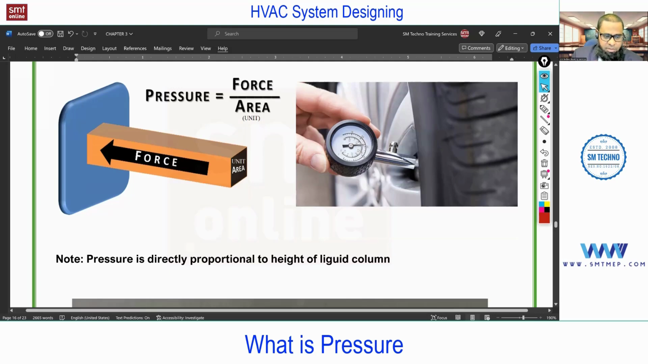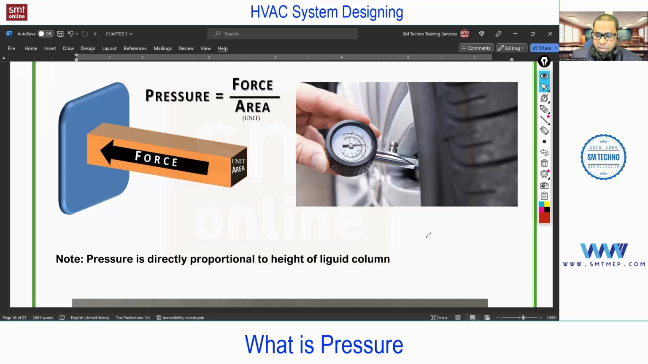I think everyone is aware that in fluid mechanics, pressure is directly proportional to the height of the liquid column. For example, suppose I consider a base, and on that base I place one pipe of say 30 feet. Beside this I place one more pipe, also 30 feet in length. In the first case, I fill the water up to the maximum, 30 feet. But in case 2, I fill the water only halfway, say 15 feet.